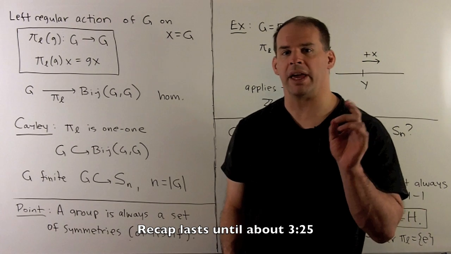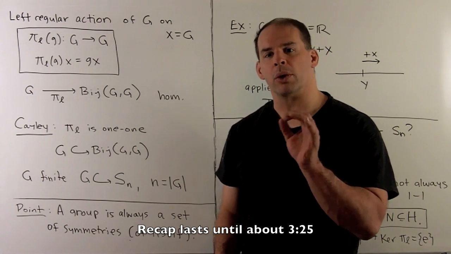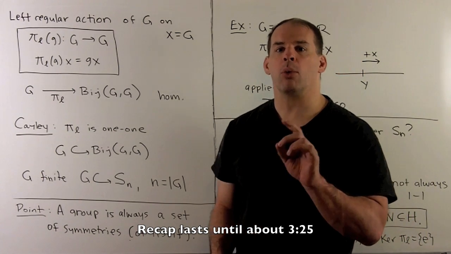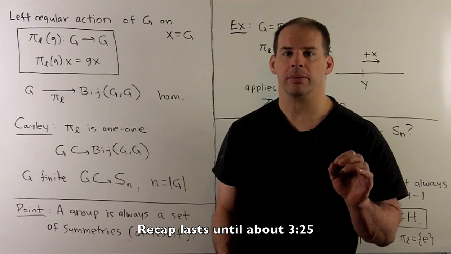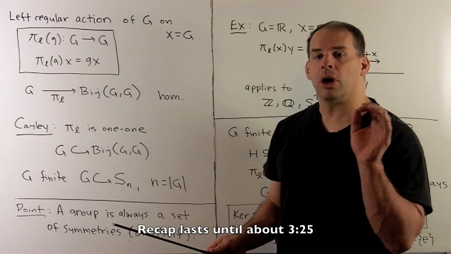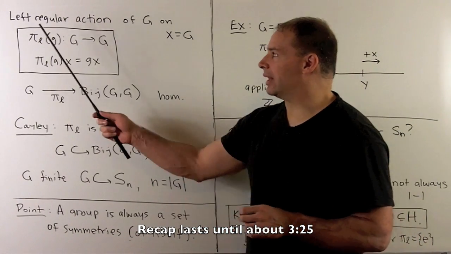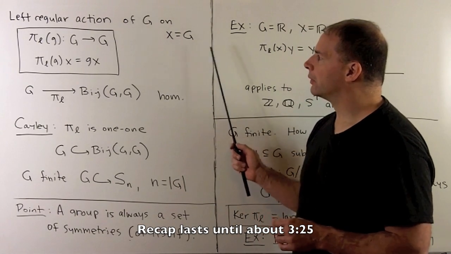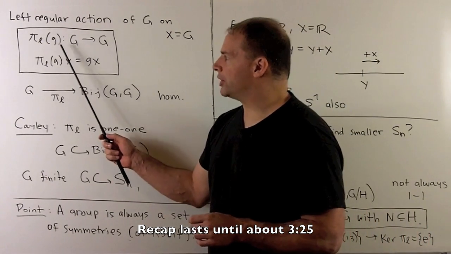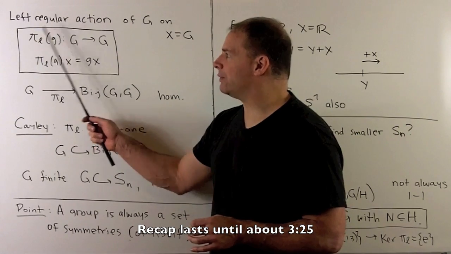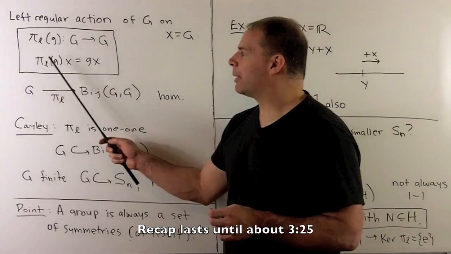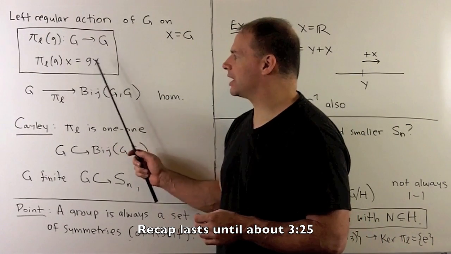In the presentation of Cayley's theorem, we focused mainly on abstract issues. So here, we're going to look at more concrete examples. Now, our setup was we had the left regular action of G on itself. For each element of the group, we have a map pi of G that carries G back to itself, defined by pi of G on X is equal to G times X.